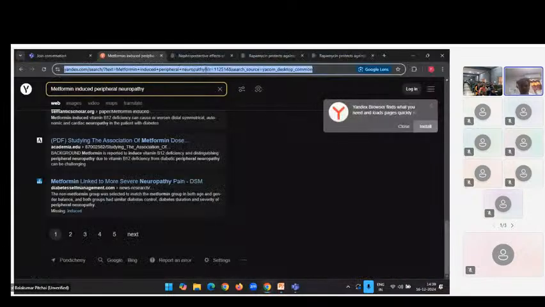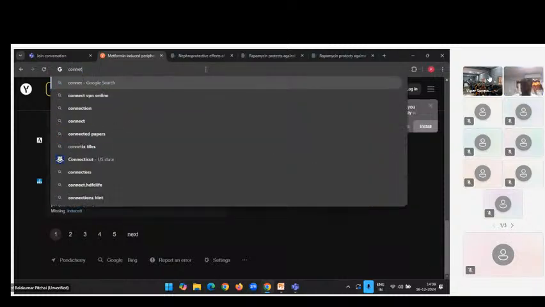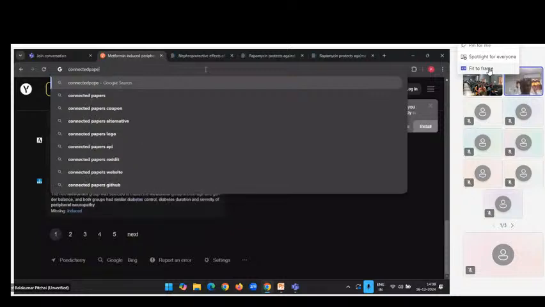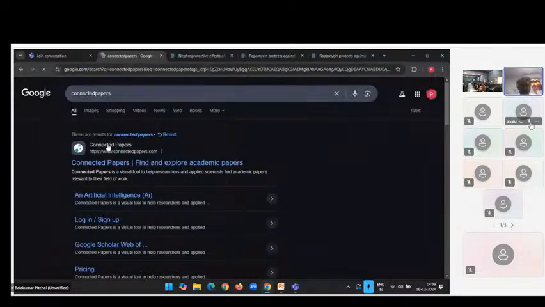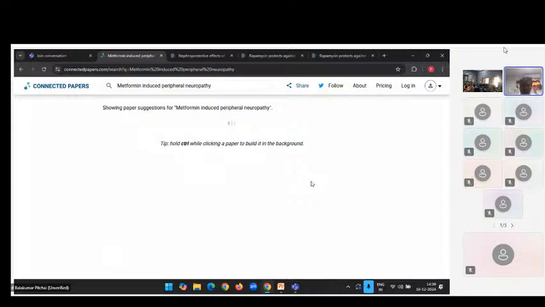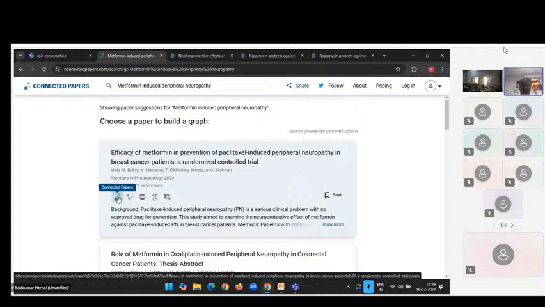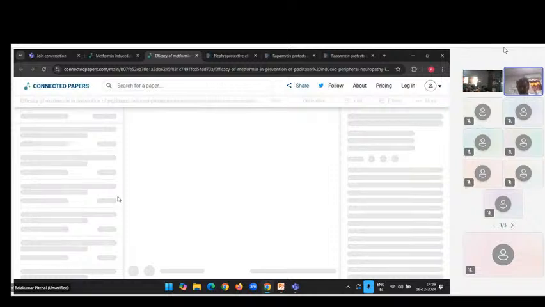The last one, Connected Papers. Dr. Jagdish will like this very much. First time he might be hearing it. Now, why he likes it very much, see the beauty of this one. Metformin induced peripheral neuropathy, I just clicked it. Now it gives papers connected to each other. For example, see this one. I'm clicking this connected paper, and all the connections will be there.